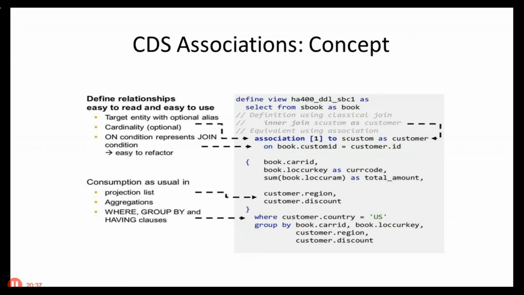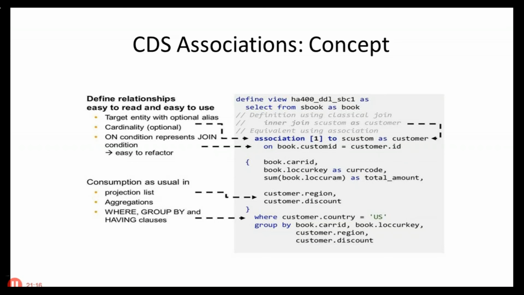So these are the CDS associations concept. They define relationships, easy to read and easy to use. We have a target entity and optional alias. Cardinality is optional; we have cardinalities like 1:1, 1:n, n:1, 0:1, 0:n. There will be multiple cardinalities, and a couple of them are accepted here. The ON condition represents the join condition.